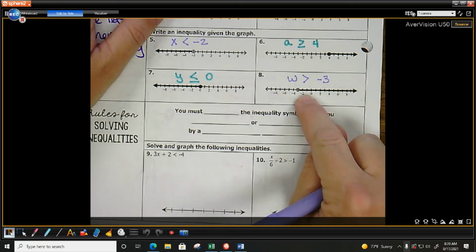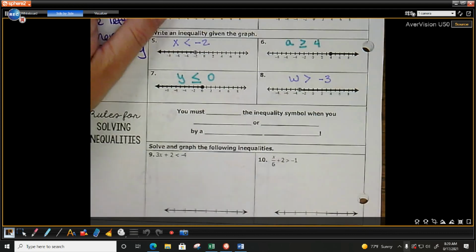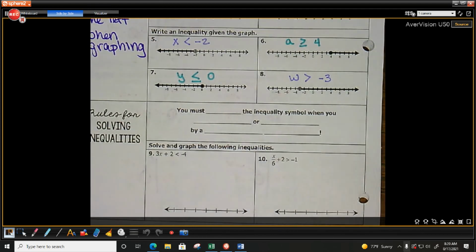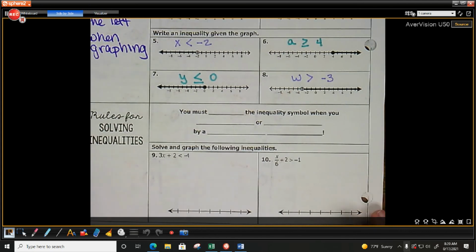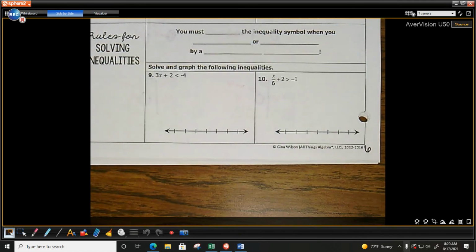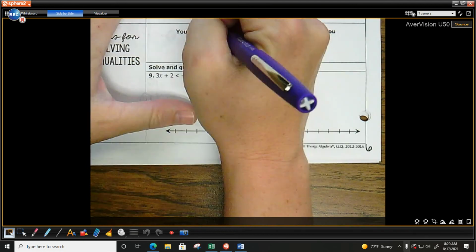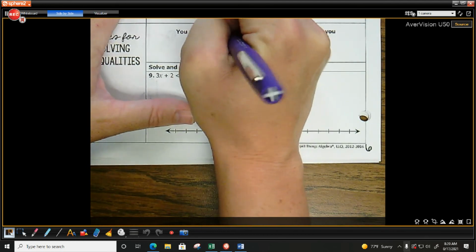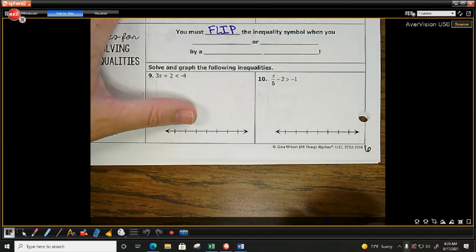Okay, now we're going to actually solve our inequalities. Like I said, the good thing is these solvings are exactly like solving equations, it's just we have to graph on our number line solution set, okay? There is one special rule when we're doing inequalities. You must flip the inequality symbol when you multiply or divide by a negative number.